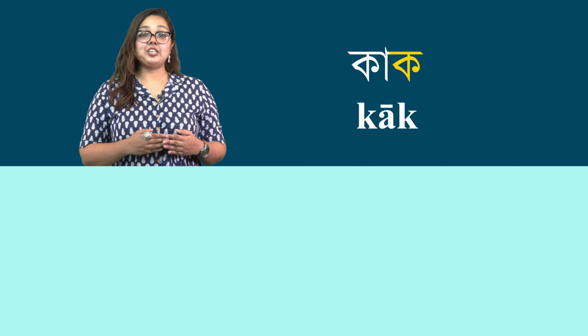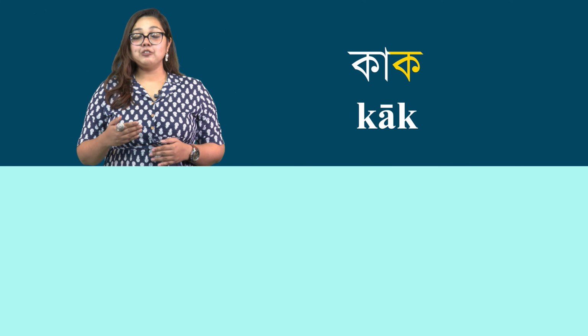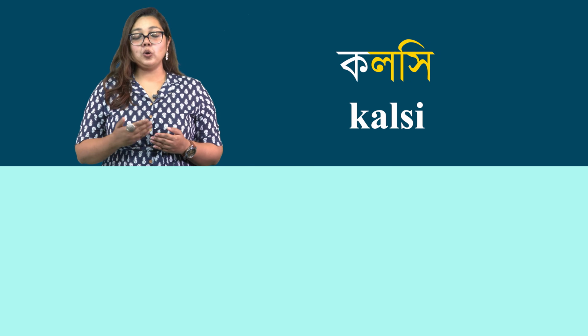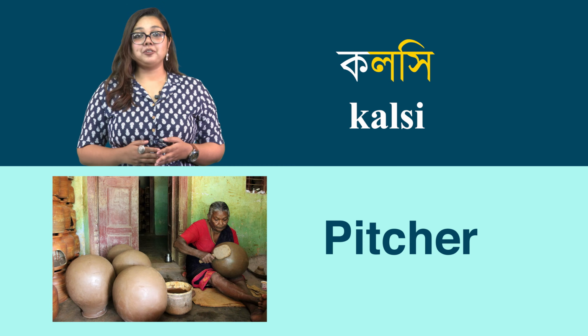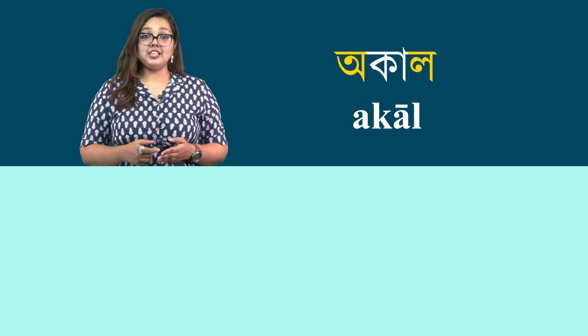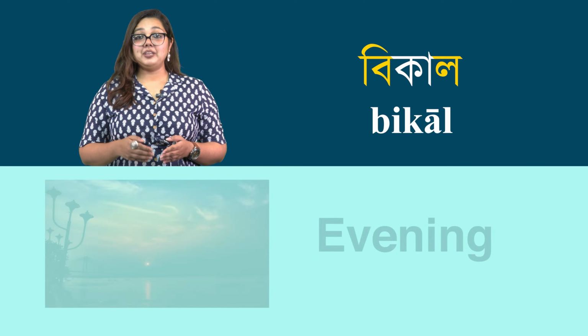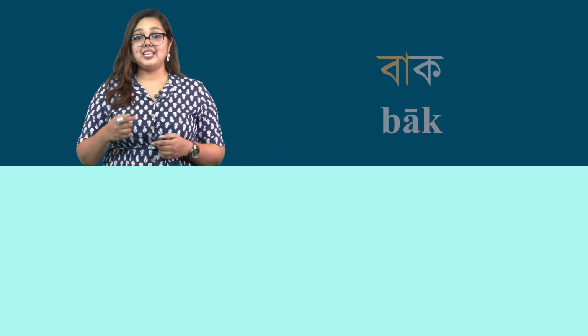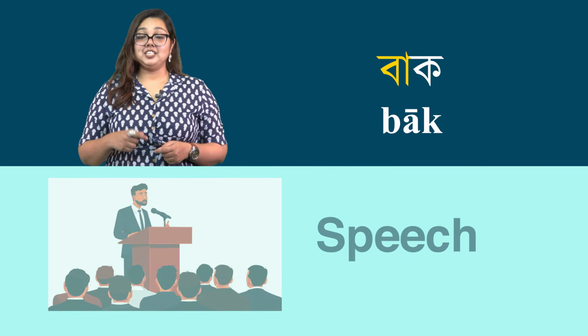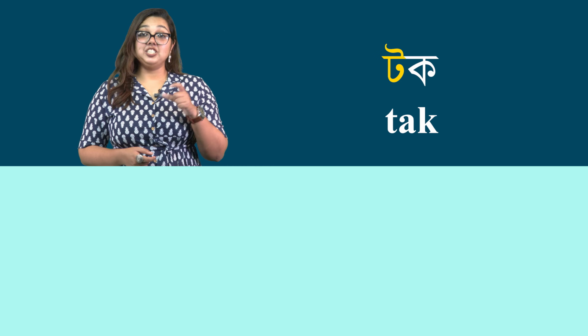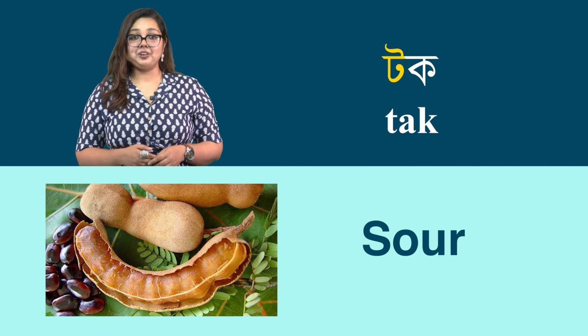Examples for word initial occurrence of letter K are kak, which means crow, and kolshi, which means pitcher. Word medially, it can be found in okal, meaning famine, in bikal, meaning evening, and word finally, it can be found in the words like bak, meaning speech, and in tak, meaning sour.